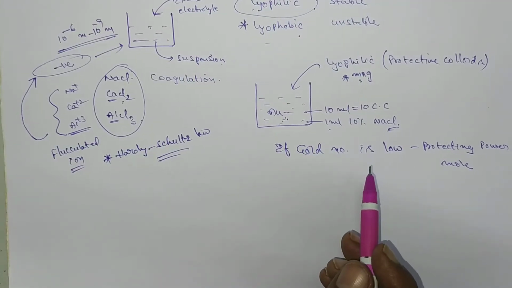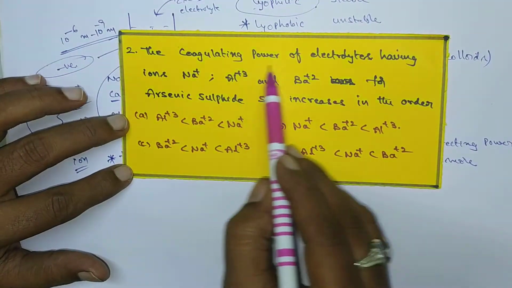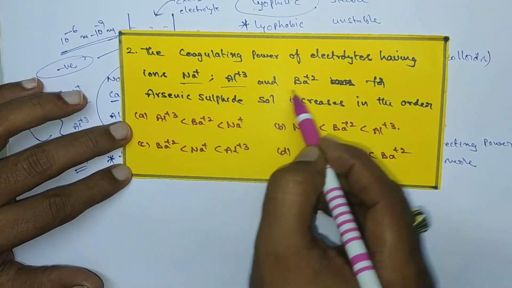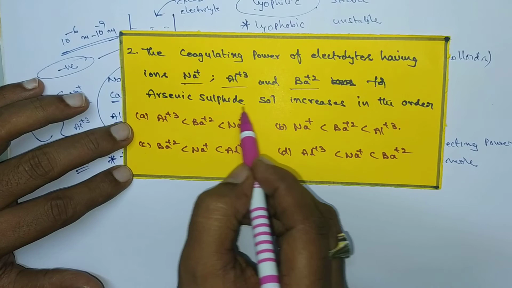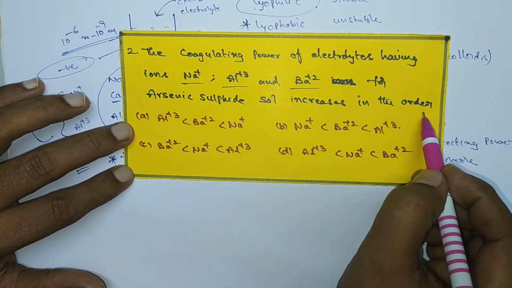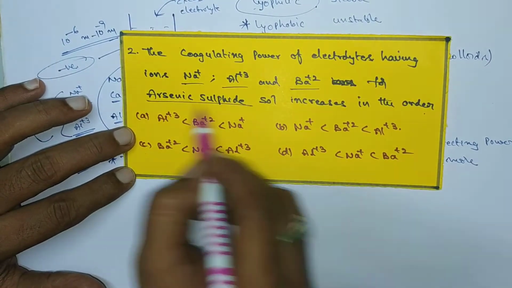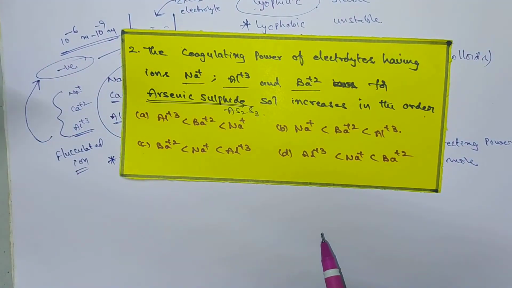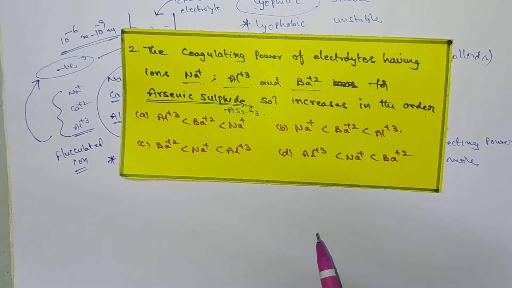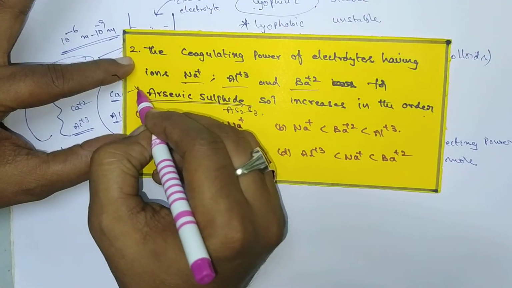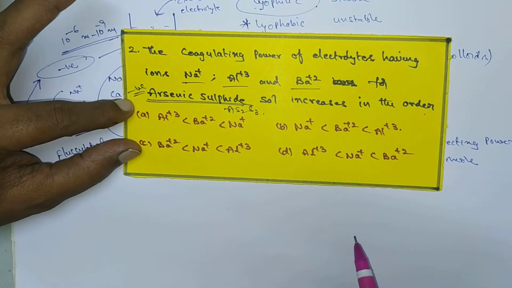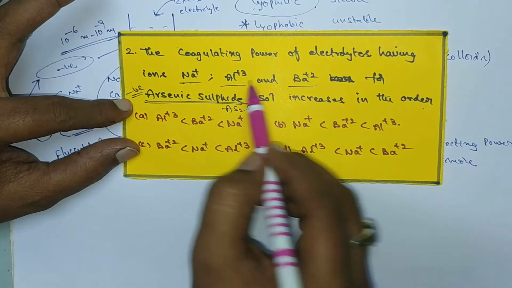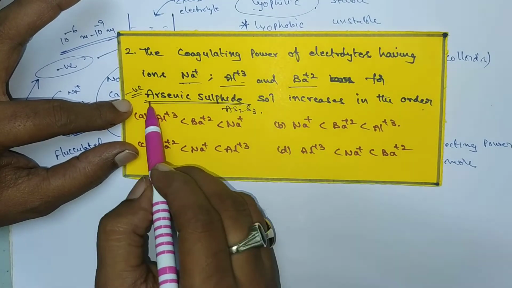And next, the second one. The coagulating power of an electrolyte having ions Na plus, Al plus 3 and Ba plus 2 for arsenic sulfide sol, in increasing order. Here he gave arsenic sulfide sol, As2S3. We have to know whether the arsenic sulfide is a positive colloid or negative colloid. This arsenic sulfide is a negative colloid. This negative colloid can be coagulated by adding an electrolyte which has a positive ion. So the positive ions are responsible for coagulation.